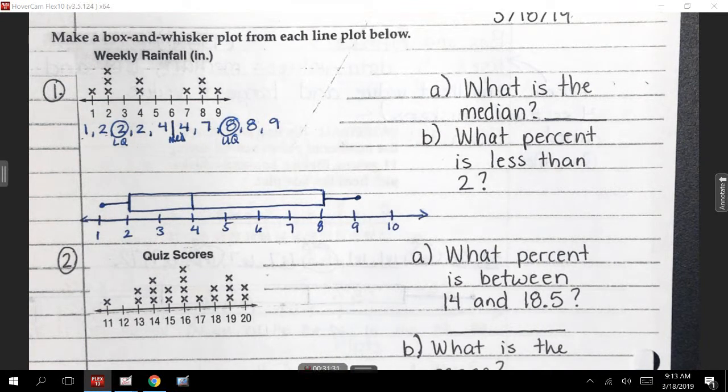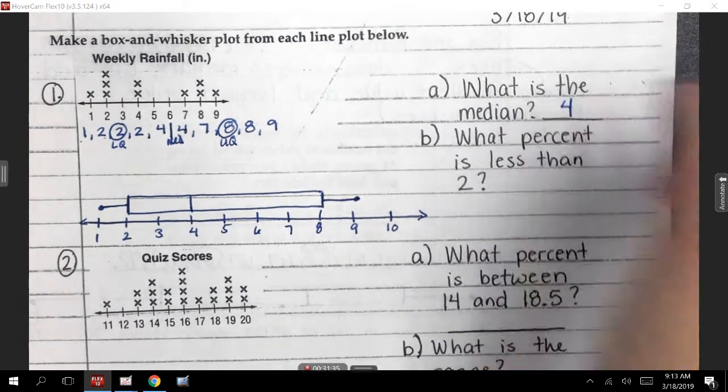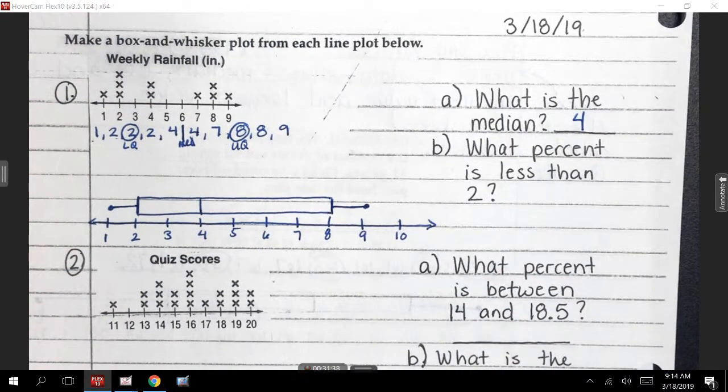What is the median here? What is the median? Dylan? 4. That's the middle. 4. What percent is less than 2? What percent is less than 2? Ethan?